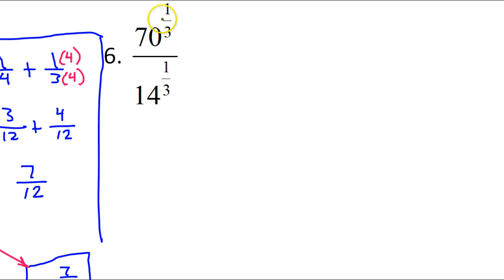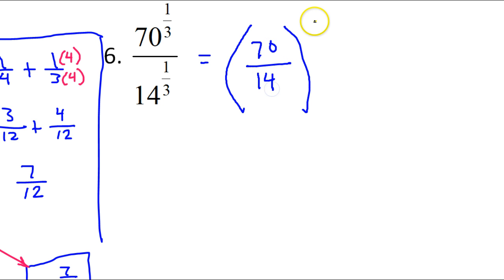And the reason is because, technically, this is going to be the same thing as 70 over 14 all to the 1/3 power. Okay, so if the exponents are the same, you can basically make parentheses and pull that 1/3 power outside of the parentheses. So you can do this. So 70 divided by 14. Let's work with that.